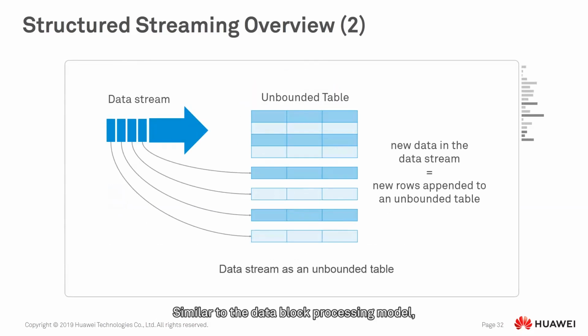Similar to the data block processing model, the streaming data processing model applies query operations on a static database table to streaming computing, and Spark uses standard SQL statements for query to obtain data from the incremental and unbounded table. Consider the input data stream as the input table. Every data item that is arriving on the stream is like a new row being appended to the input table.